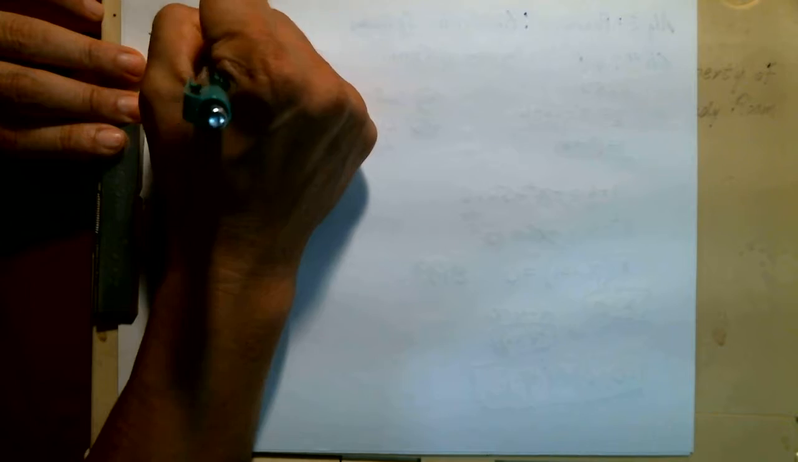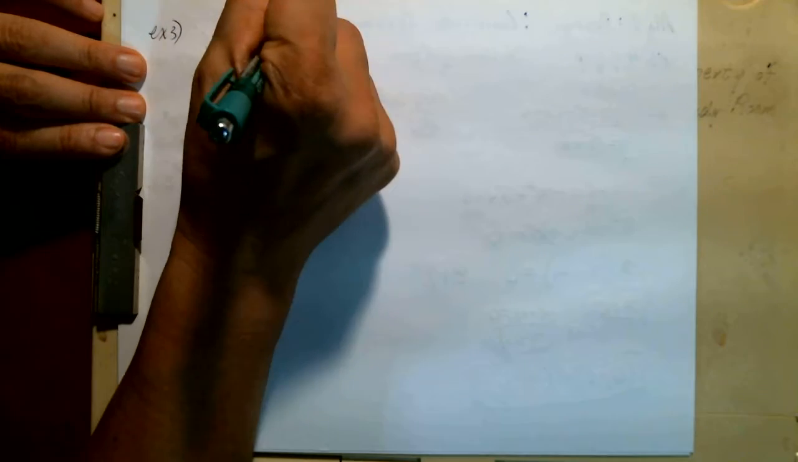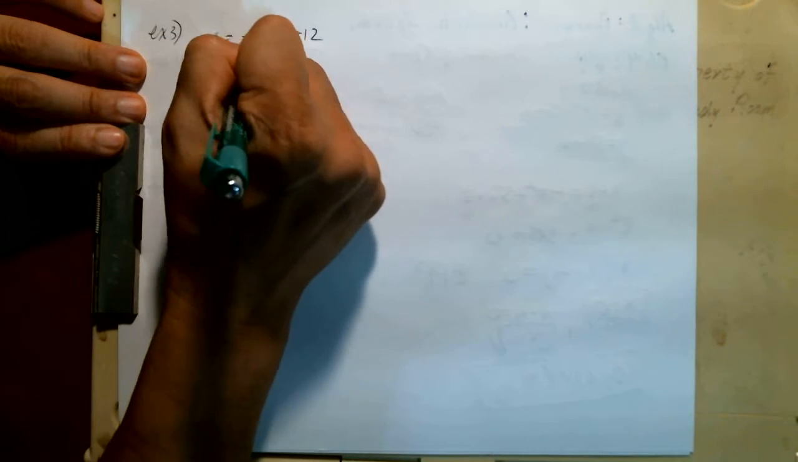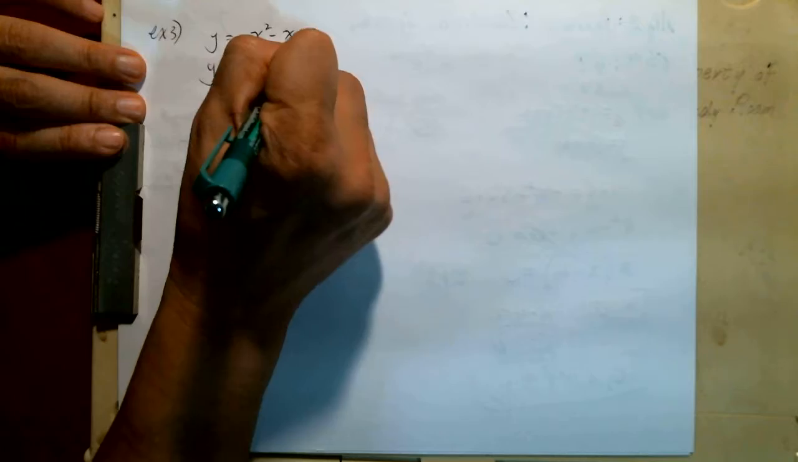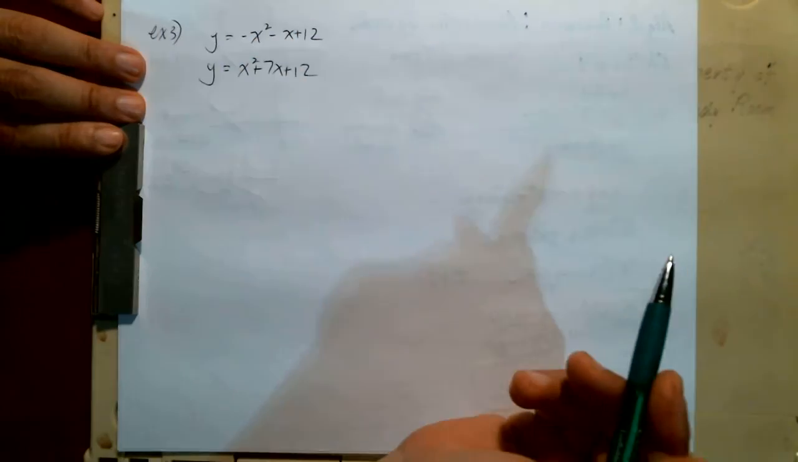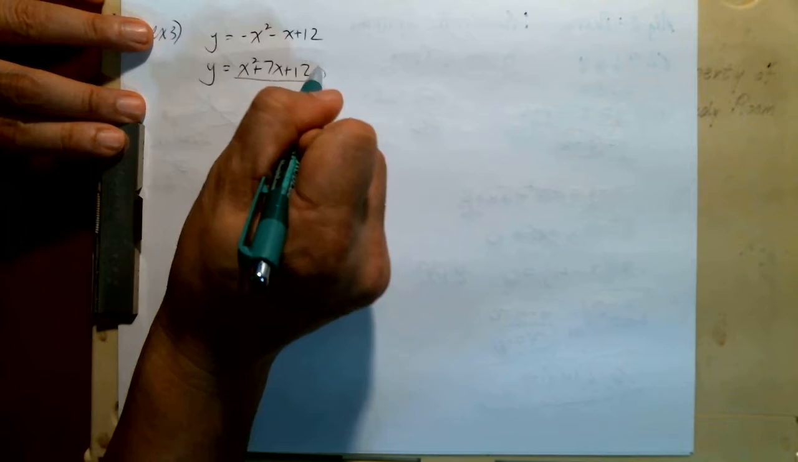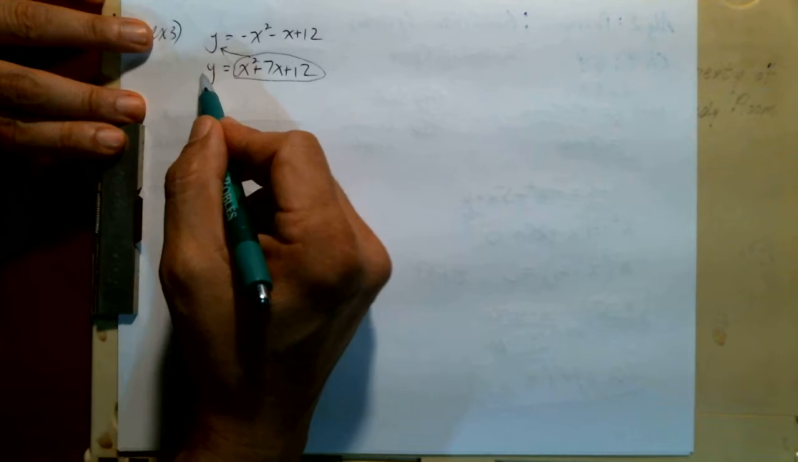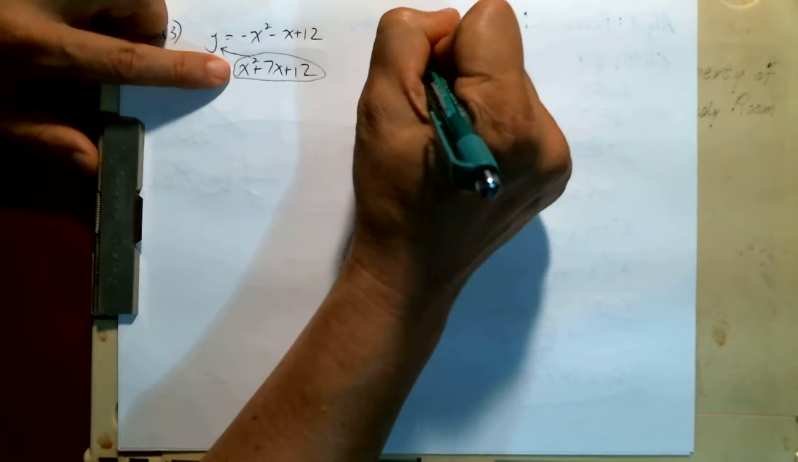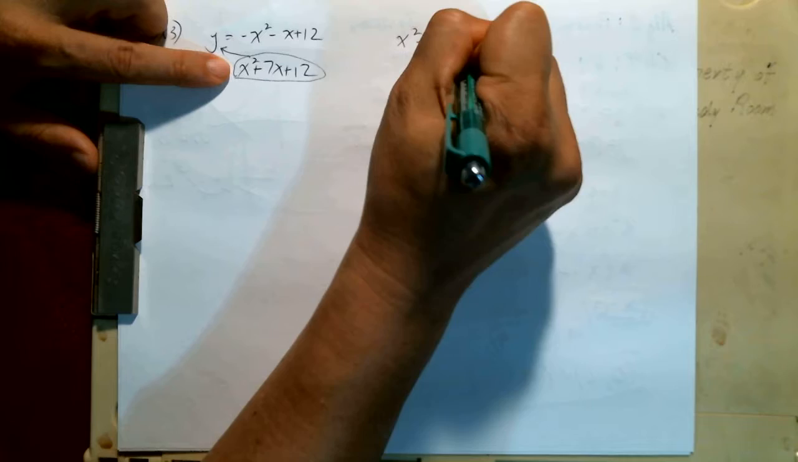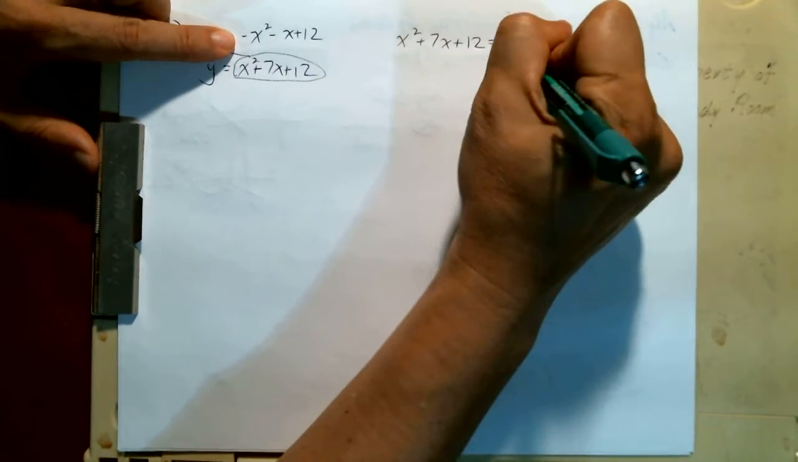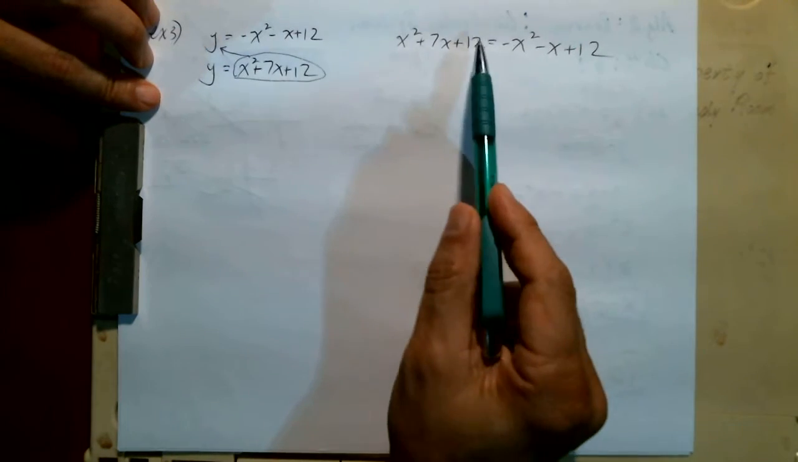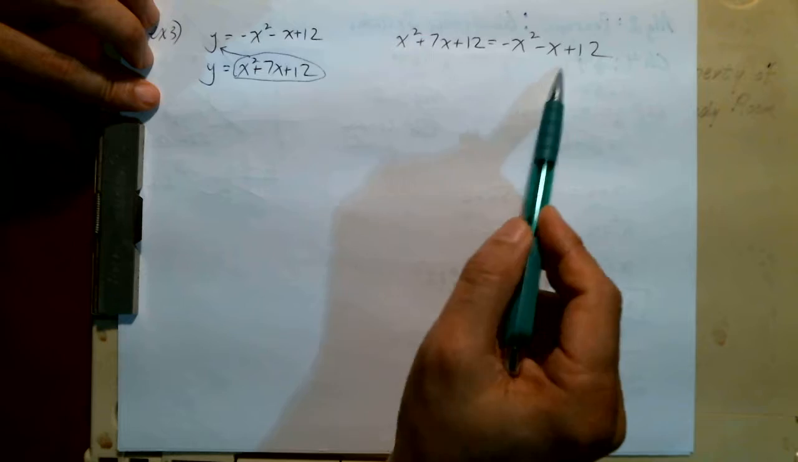You have y is equal to negative x squared minus x plus 12. You have y is equal to x squared plus 7x plus 12 again. And we're going to use the same substitution method again. So we're going to substitute this into my y value because they're going to be equal for the y values. So you end up with x squared plus 7x plus 12 is equal to negative x squared minus x plus 12. At this stage, we have a quadratic equation again, so we're going to move everything to the left.